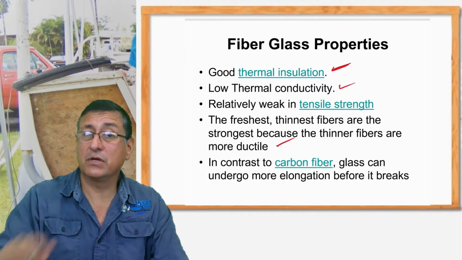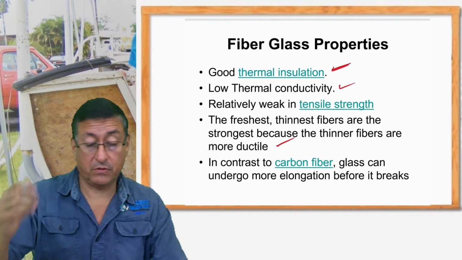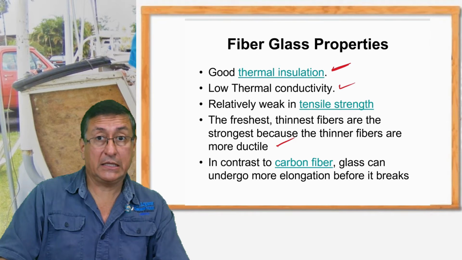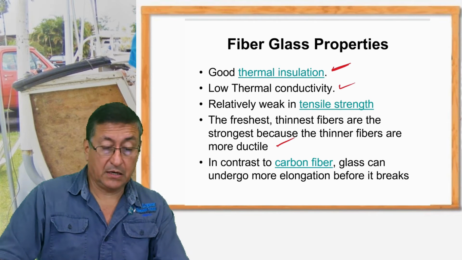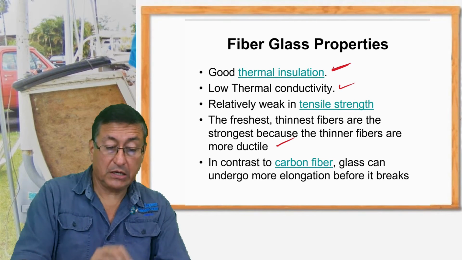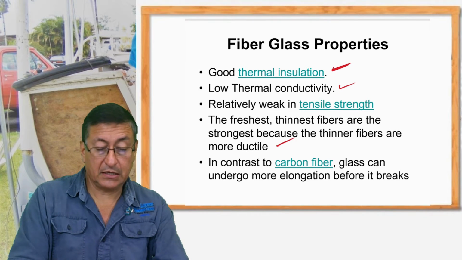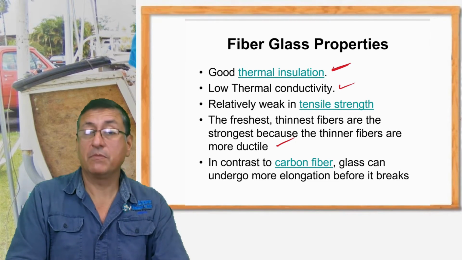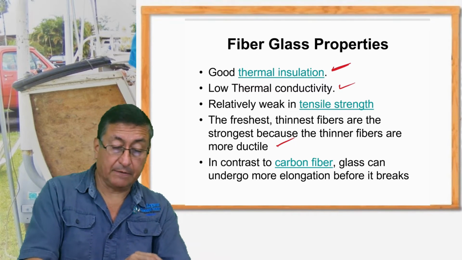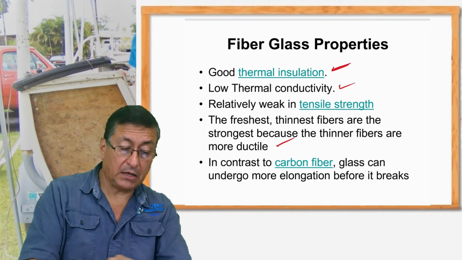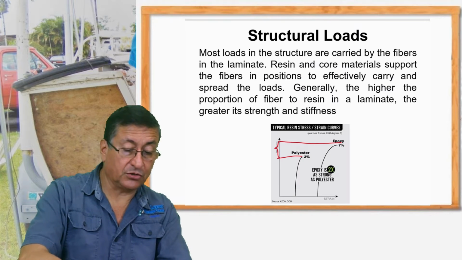It's weak in tensile strength in comparison with carbon fiber, but it's enough, and it's more ductile. In comparison with carbon fiber, glass has more elongation before it breaks. Let me check that structure.